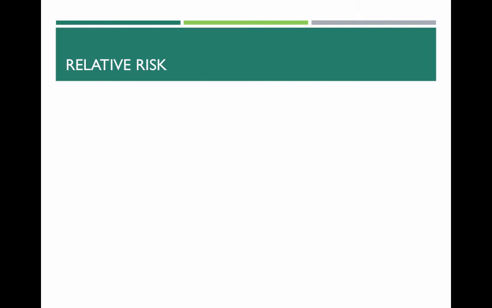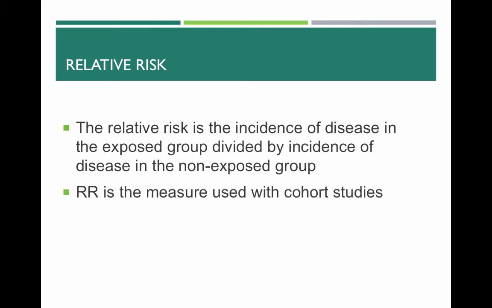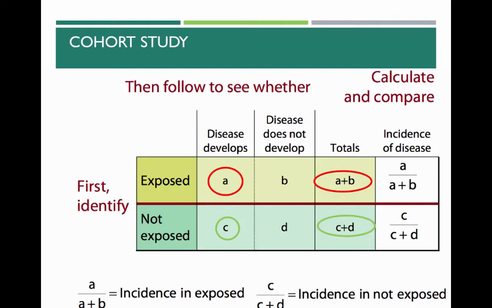And this measure indicates how much more or less likely one group is to develop the disease compared to another group. So cohort study is the only type of study where we can calculate a relative risk. So let's take a look at how we do that. To calculate relative risk, we need to determine the risk in the exposed and the risk in the unexposed. So we set up our 2x2 table.